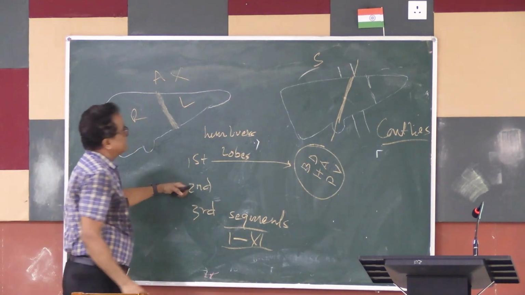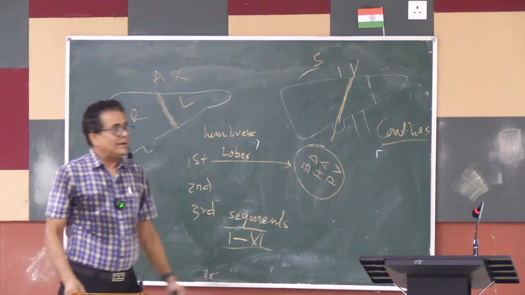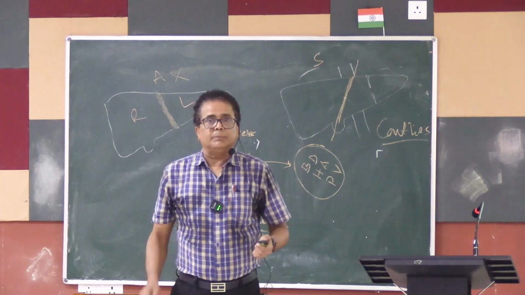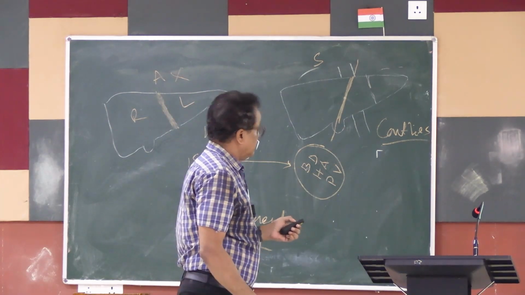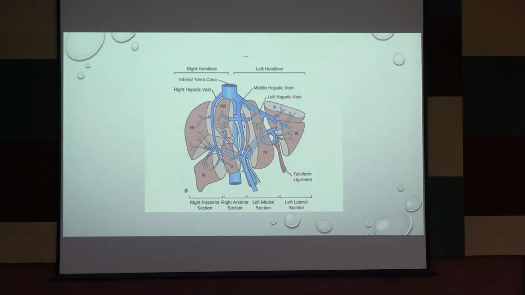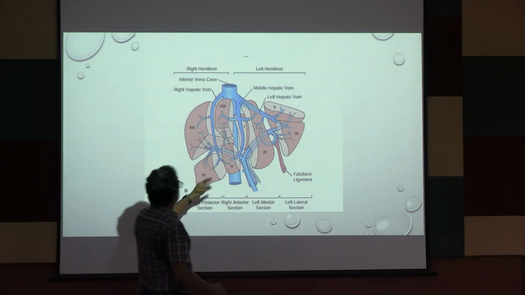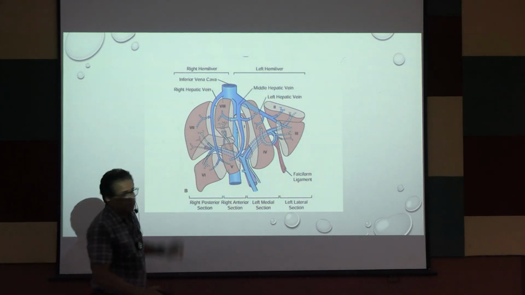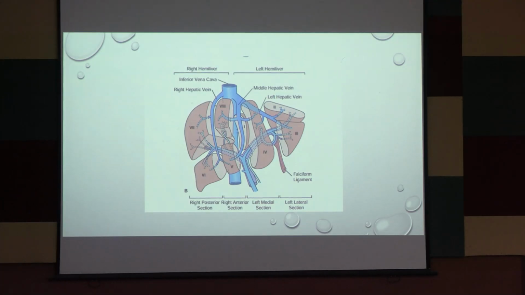So the second division that we do, I cannot draw it, so I am going to show you on a picture, because it is a three-dimensional thing. As you can see, this is a three-dimensional picture. That means this part is in front and that part is behind. So here we divide each lobe into two different sections. The second division is called the sections.